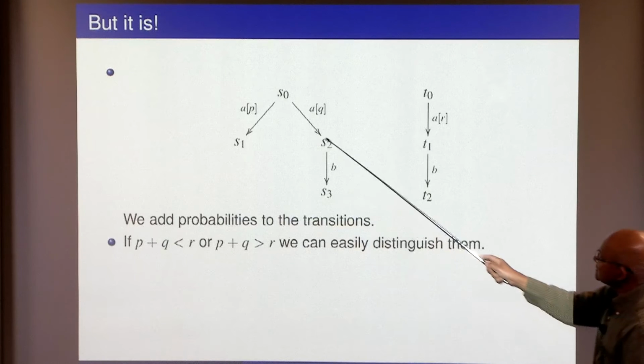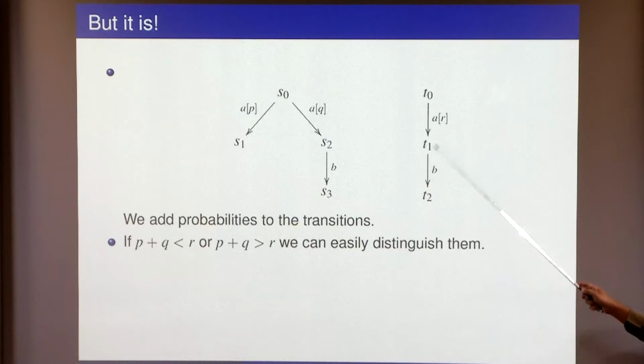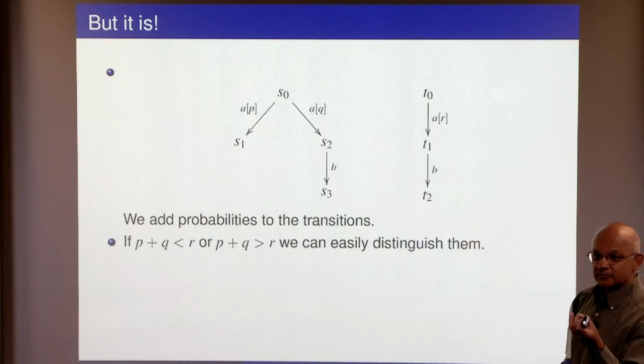So if it so happens that the sum P plus Q is different from R, either strictly less or strictly greater, well, then there's always a rational number in between them, and you can write a formula that will readily distinguish them because they'll have different probabilities for responding to an A.